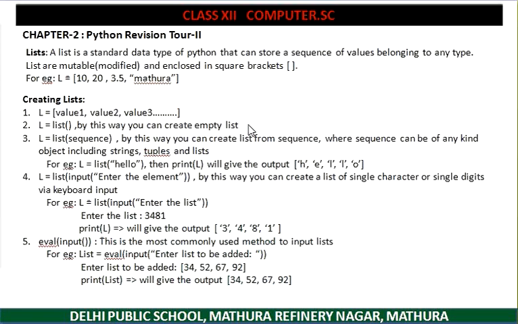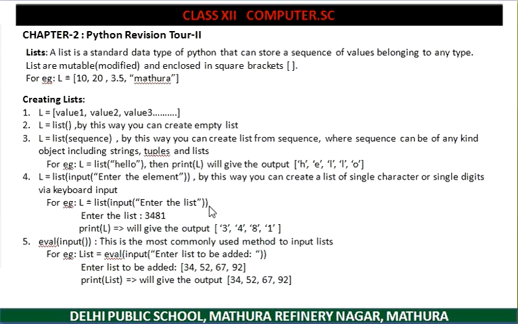Third way, in this way you can create a list with the help of a sequence. The sequence can be of any type: string, tuple or list. Here is the example, L is equal to list('hello'). So here we are creating a list with the help of the string hello, and print L will give the output hello in square brackets.